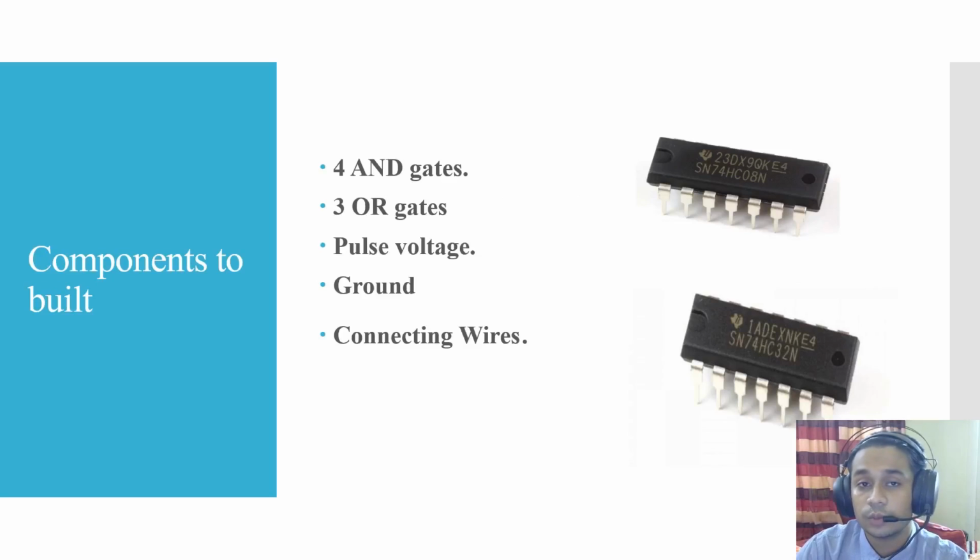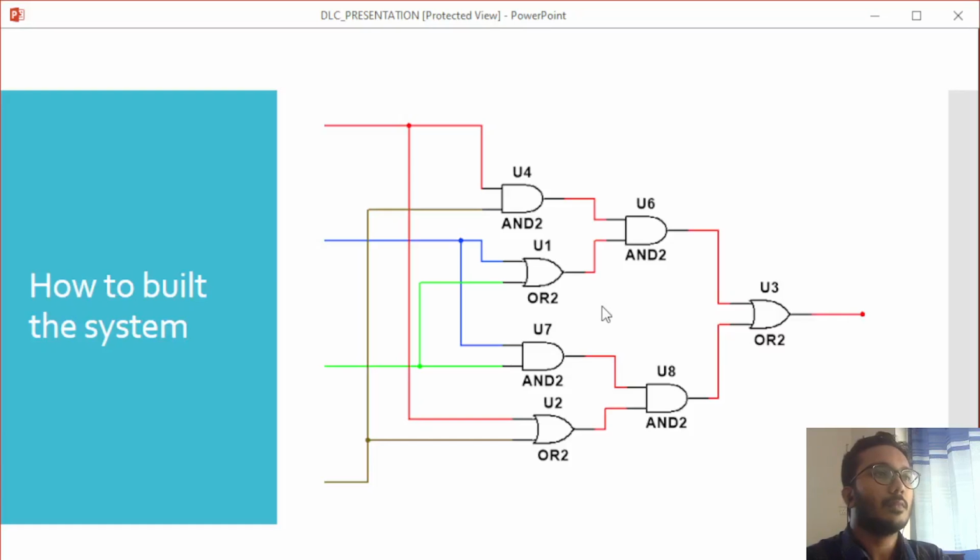The components to build the bridge alarm system are 4 AND gates, 3 OR gates, pulse voltage, ground, and connecting wires. Assalamu alaikum sir, myself MD Imran Khan, and I will discuss how we build the system here. To build the system we needed 4 2-input AND gates and 3 2-input OR gates. So we took 4 inputs here.